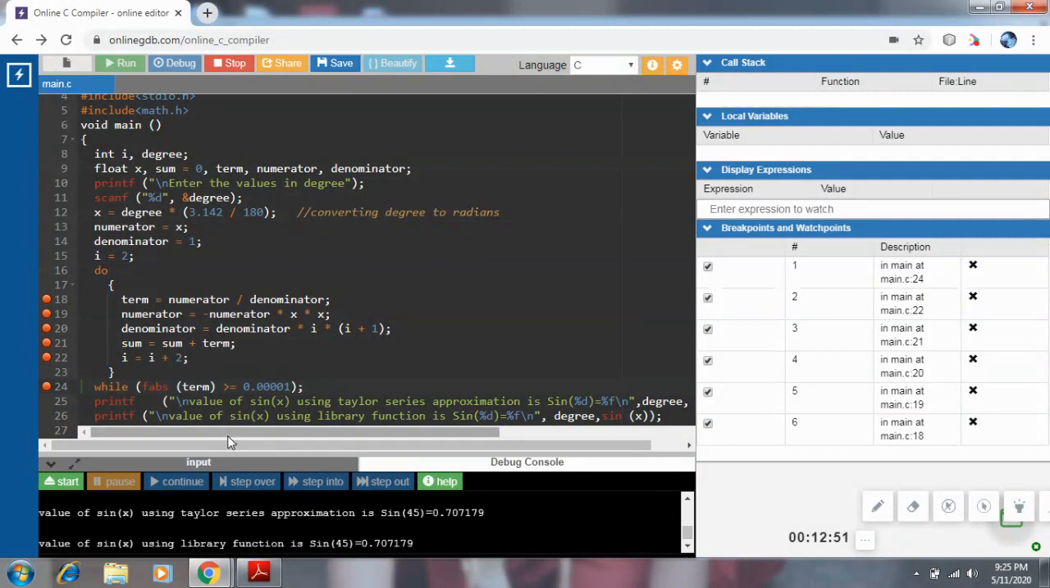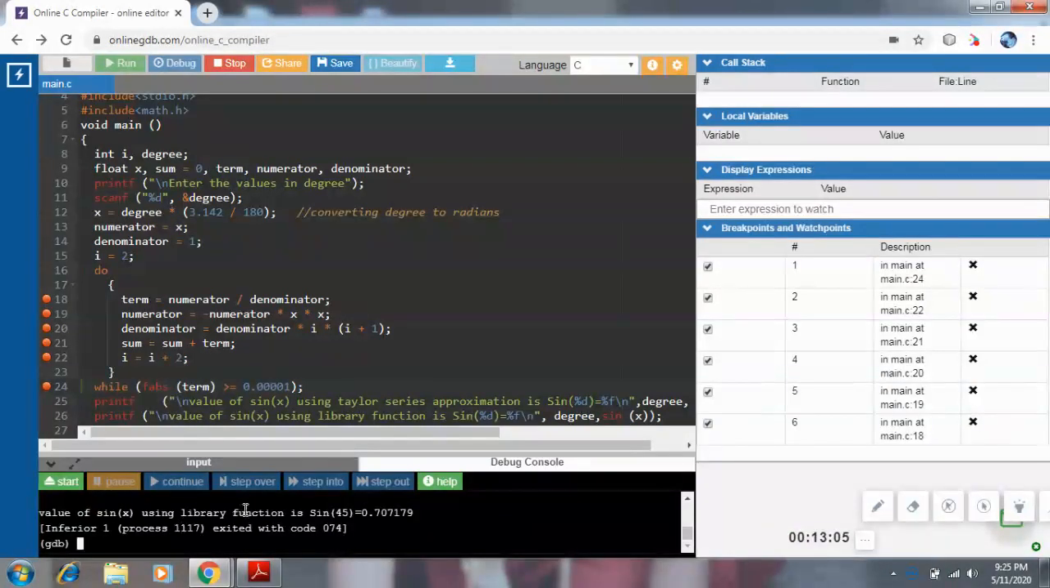The value of sin x using Taylor series approximation, sin 45, equals 0.707179. Using the library function, 0.707179. So both are exactly equal.